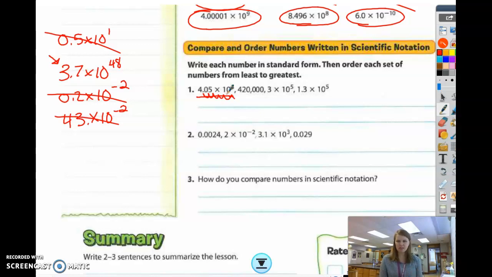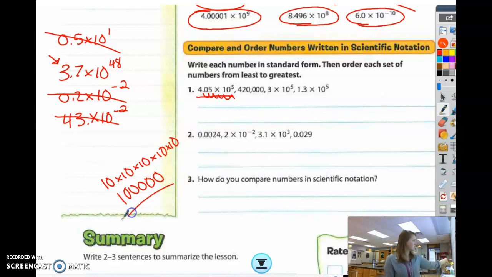10 to the fifth is 10 times 10 times 10 times 10 times 10. That's a big number. 1, 2, 3, 4, 5. So 4 times this gives you a really big value. Here it makes sense that this is going to get larger. So we're going to say 4. The decimal was here. We're going to move it over 5 spots. So 1, 2, 3, 4, 5 spots.